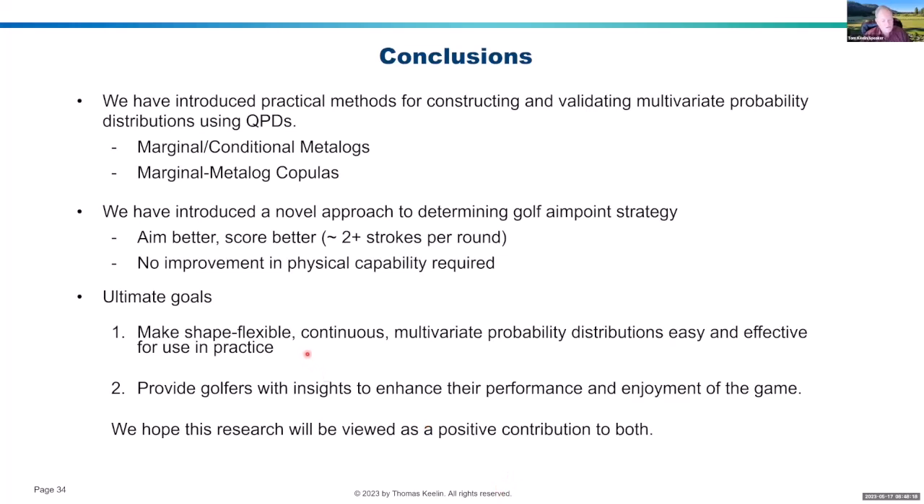What are the ultimate goals here? One of my ultimate goals in doing this research is to make shape-flexible, continuous, multivariate probability distributions easy and effective to use in practice. As I said at the beginning, most people don't use them. They've just been too hard. Now we can just parameterize them with these intuitive 9 points, or it could be 16 points, or however many points you want. With the intuitive, easy parameterization and simple equations, they should be easy to use. And the second thing we're trying to do is provide golfers with insights to enhance their performance and enjoyment of the game. We hope this research will be viewed as a positive contribution to both.